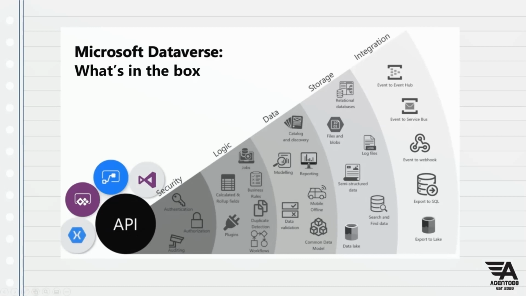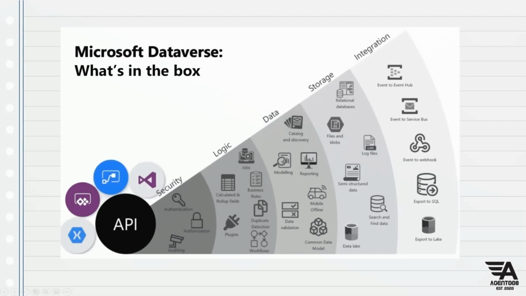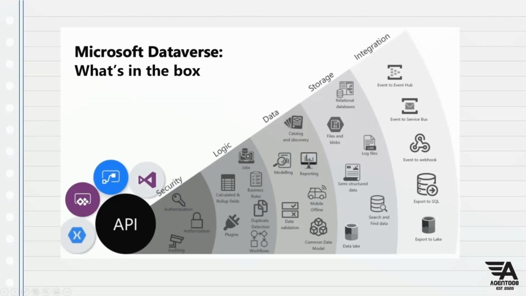The third one is data, the most important thing. With Dataverse, you can control the shape of your data, and it allows you to discover, model, validate, and also report on your data. This control ensures your data looks the way that you want within your application or within the user interface that you are using for your Dataverse.